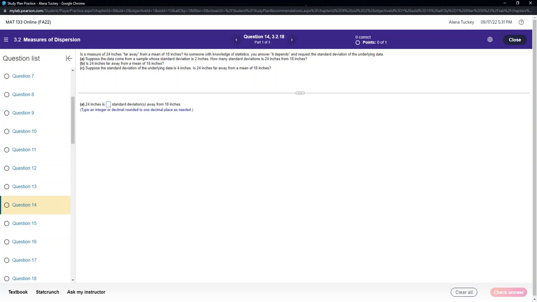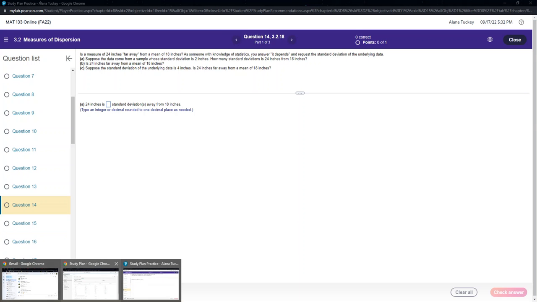Okay. So suppose the data come from a sample whose standard deviation is 2 inches. How many standard deviations is 24 inches from 18? So the first thing they want to know for letter A is that you suppose that the data come from a sample whose standard deviation is 2 inches. So first thing you have to do is find that difference, right? Find how far away 24 is from 18.